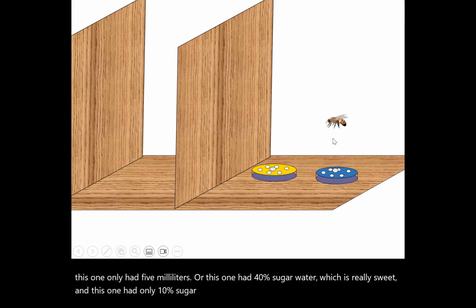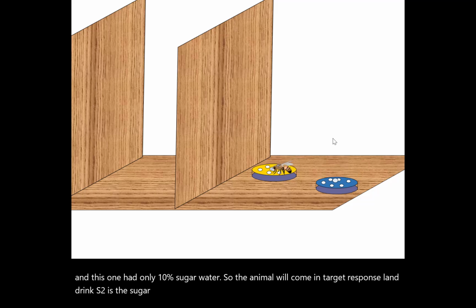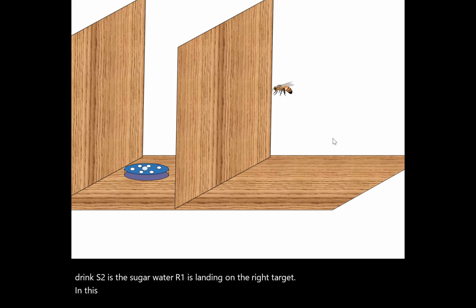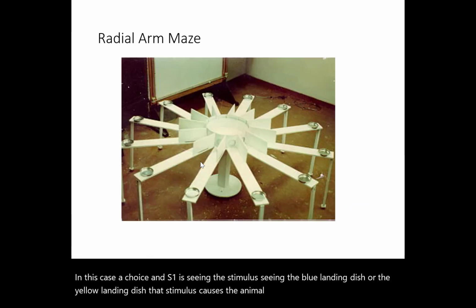So the animal will come in, target response, land, drink. The S2 is the sugar water. R1 is landing on the right target, in this case a choice. And S1 is seeing the stimulus, seeing the blue landing dish or the yellow landing dish, and that stimulus causes the animal to make that choice.